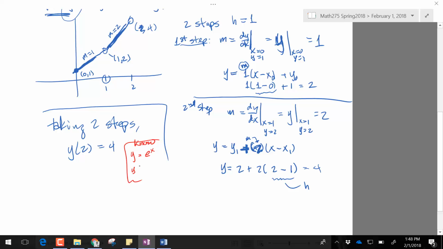And so we're looking for y of 2. So what's e squared equal to? I hope it's close to 4. 7? I don't know. Whoa, we missed by a lot.